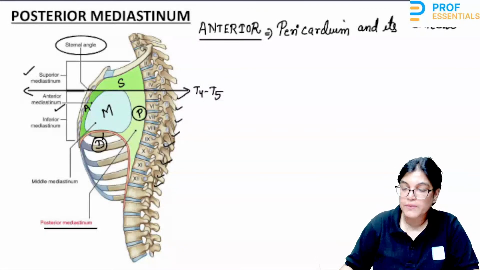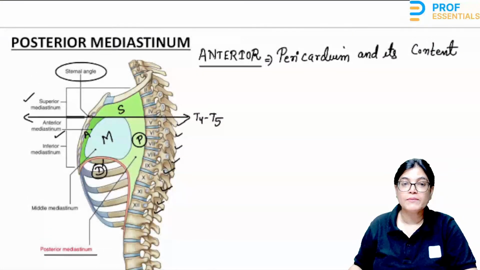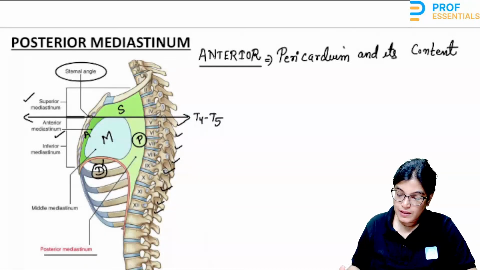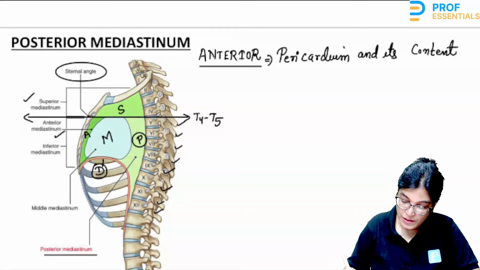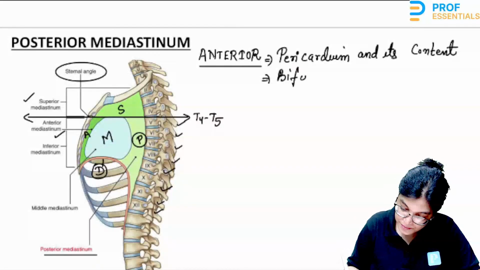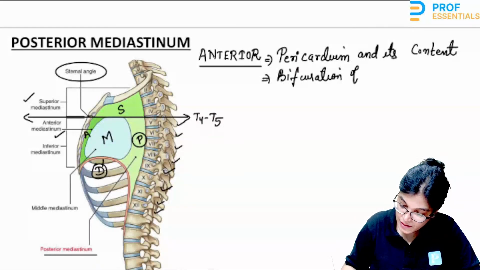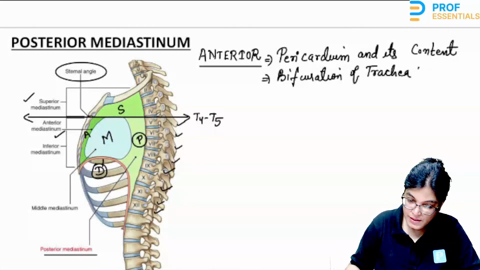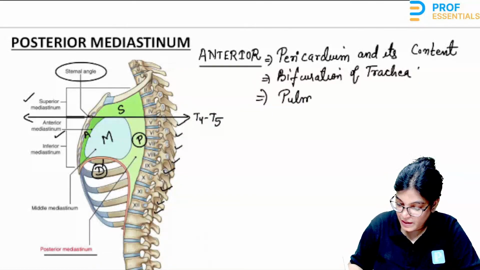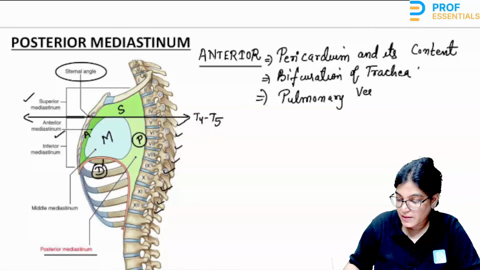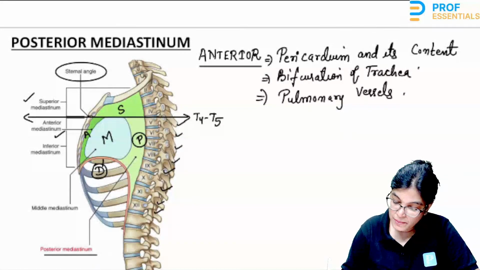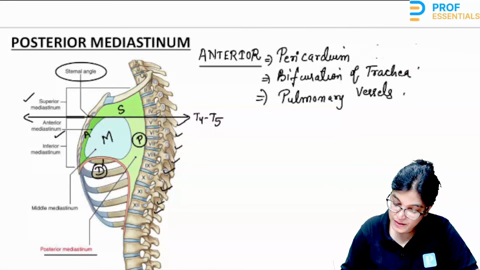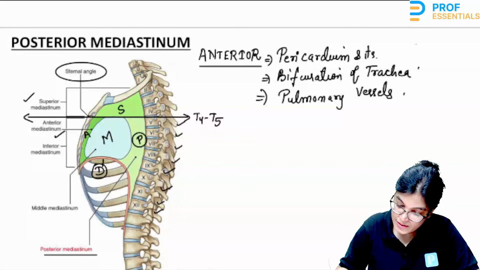Actually, not only the pericardium and its content, the middle mediastinum will also have the tracheal bifurcation and pulmonary vessels. So it will have the bifurcation of the trachea and the pulmonary vessels. All these structures of the middle mediastinum will be lying anterior to the posterior mediastinum. So it is the pericardium and its content.